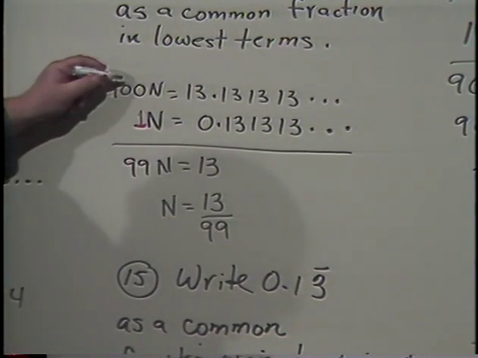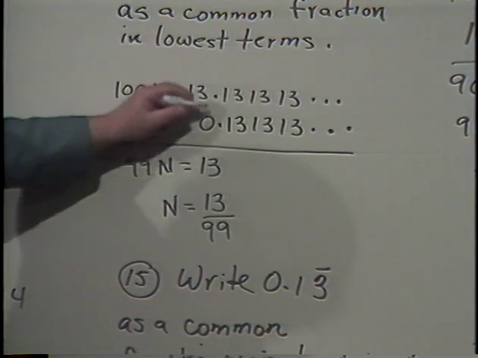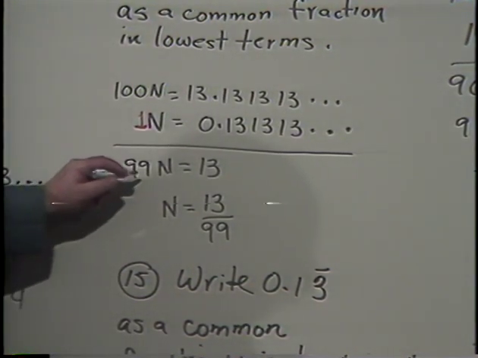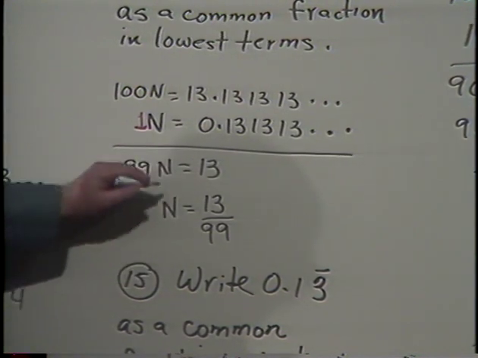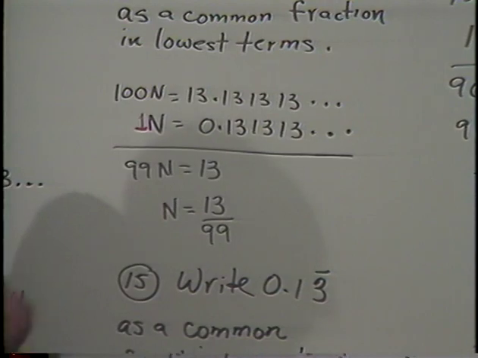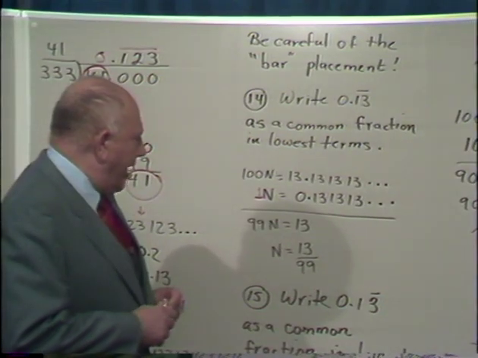If I subtract 1 n from 100 n's, I get 99 n's. If I subtract the bottom from the top, the decimal part drops out. I'm left with 13. If 99 times n is 13, then n must be 13 over 99, and that's in lowest terms because 13 is a prime. So the answer to 14 is 13 over 99.